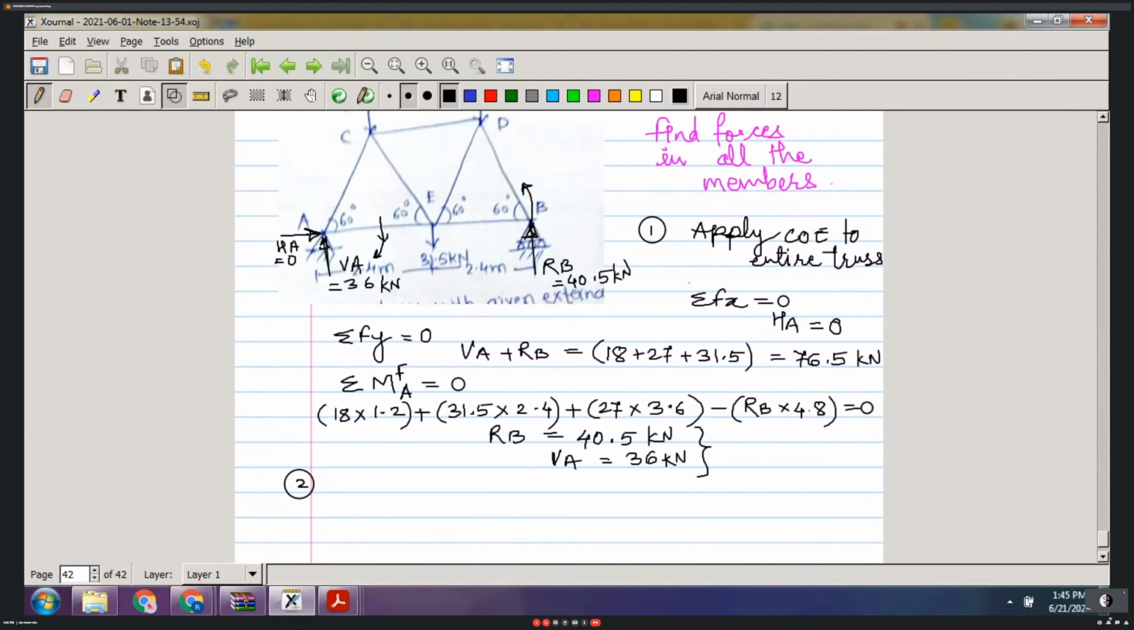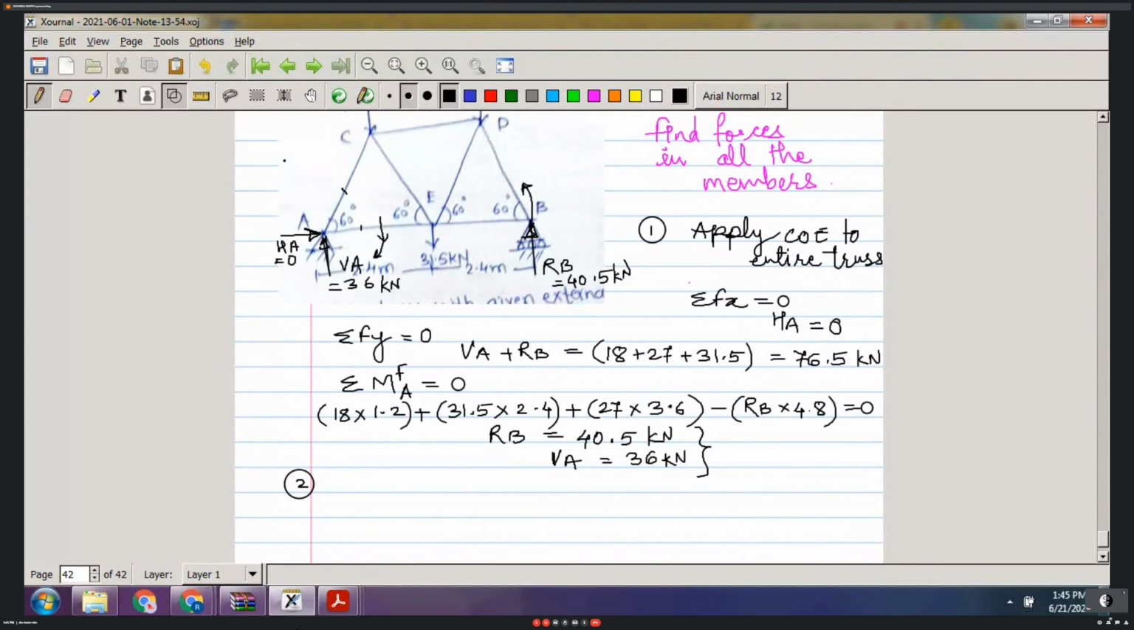If I isolate joint A, you can see that at joint A I now know the value of HA, I know the value of VA, and there will be some force in member AC and force in member AE. So how many unknowns are there? If I isolate joint A, two unknowns. 1 and 2, right?